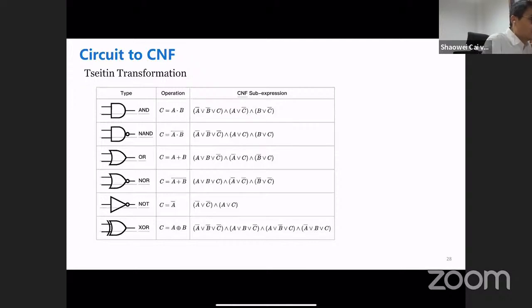Then in this part we go to the circuit. Usually, the SAT solver is seen as a basic engine in electronic design automation, in EDA.